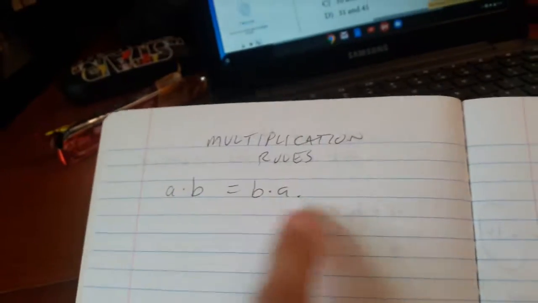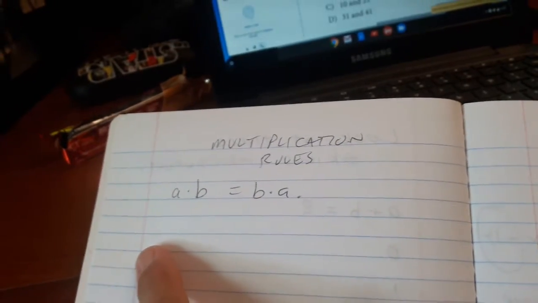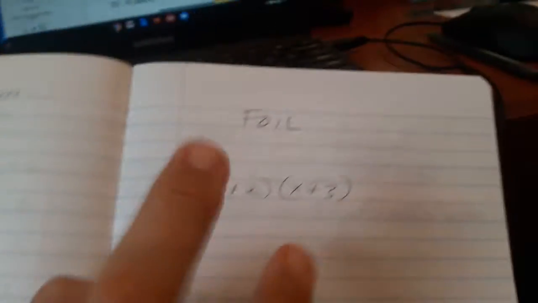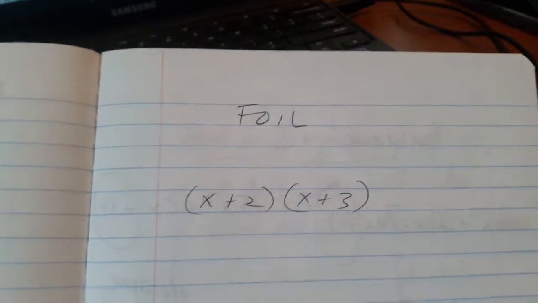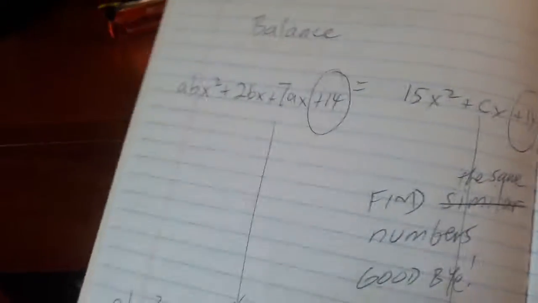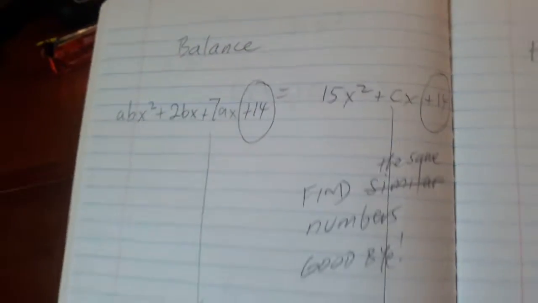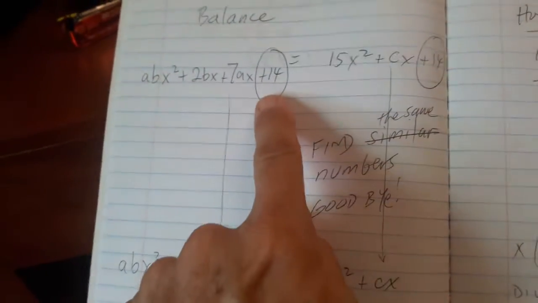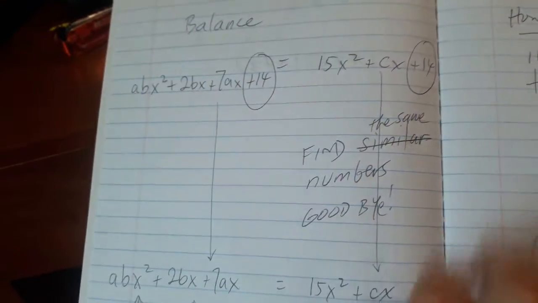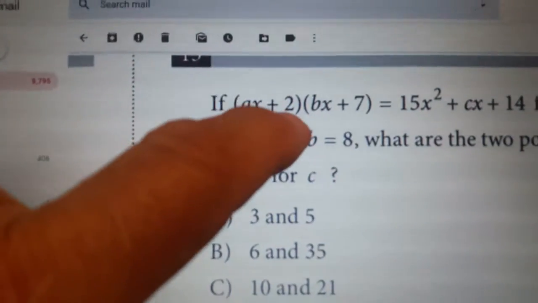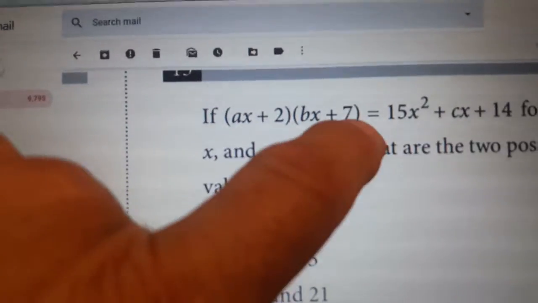Now, these are all the skills. Do you know the rules for multiplication? How they can be flipped? Do you know how to FOIL? And do you know how to balance an equation? Because basically, I saw the 14 here and the 14 here and said, okay, we can get rid of those. And the 14 shows up because of the FOIL. See?